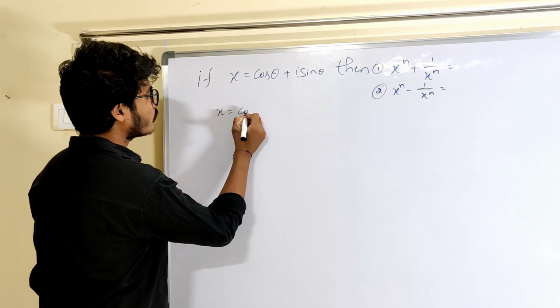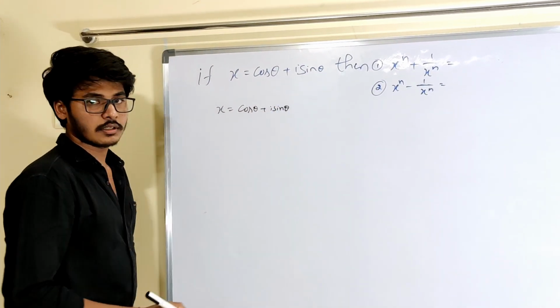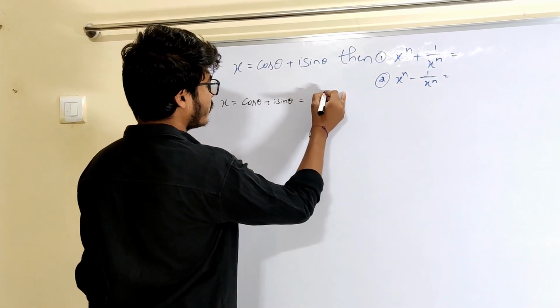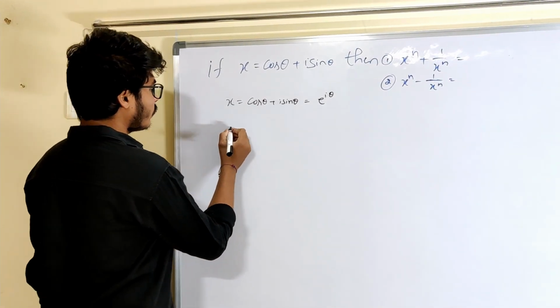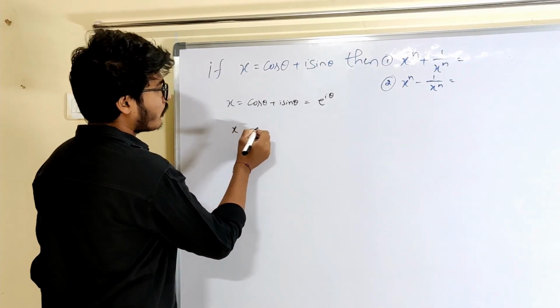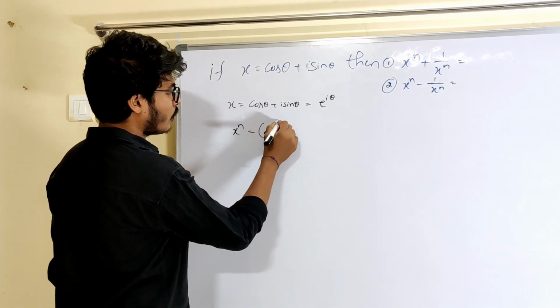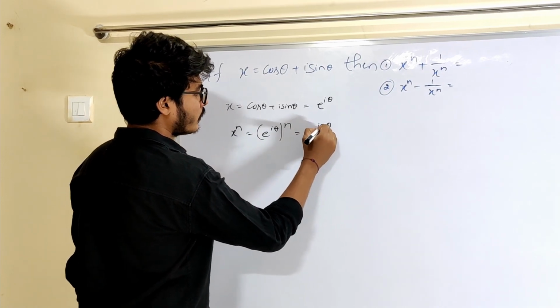Here x is equal to cos theta plus i sin theta. As we know, cos theta plus i sin theta can be written as e power i theta. So x power n is e power i theta whole to the power of n, which is equal to e power i n theta.